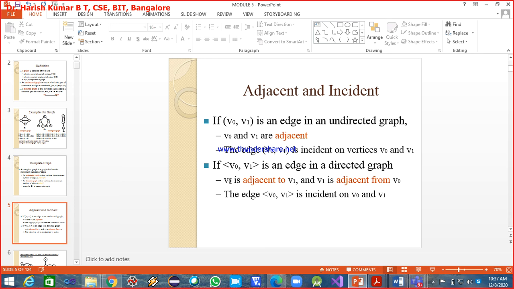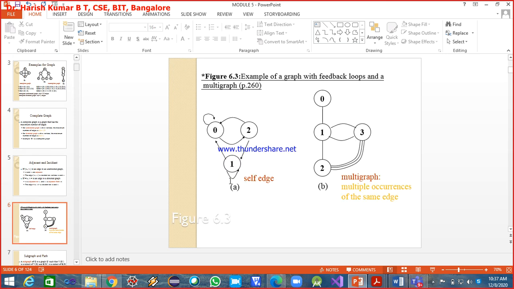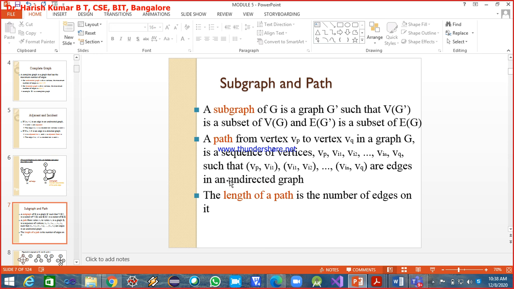And then you understood the concept of adjacent and incident, from both the undirected and directed graph perspectives. And you understood a graph can also have a self loop, or self edge, and a graph can also have multiple occurrences of the same edge. The graph which has multiple occurrences of the same edge we call a multigraph, and the graph which has a self loop is called a self edge graph, a self loop graph, or a feedback loop graph. Now we'll try to understand the subgraph and the path.